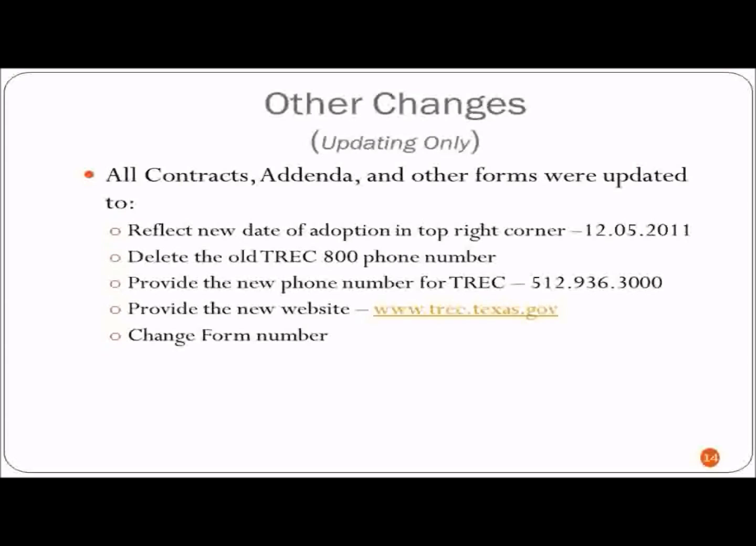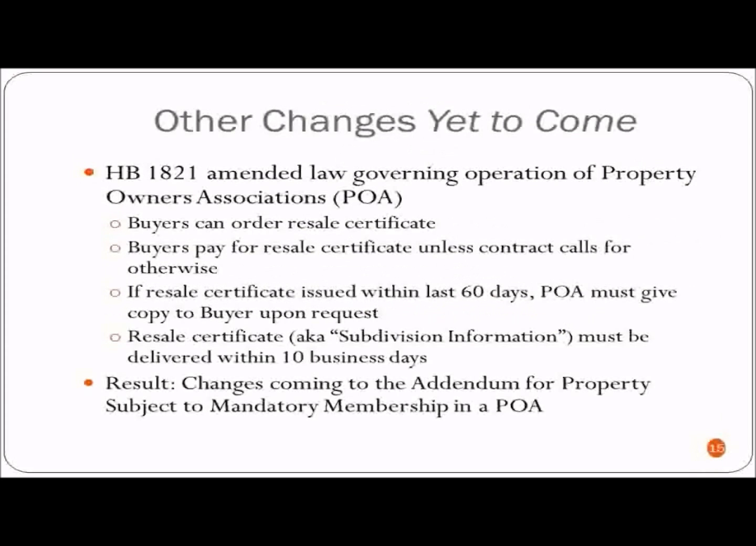And then they also provided their new website, which is www.trec.texas.gov. And then they changed the form number. And generally the form number just changes at the end. So 20-11 was 20-10. So you know it's the 1 to 4 family by knowing the first number. Other changes yet to come.